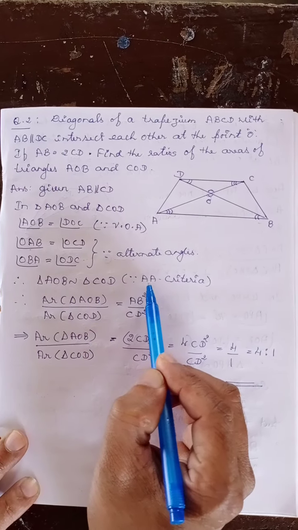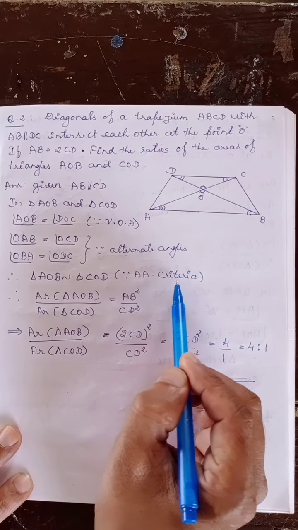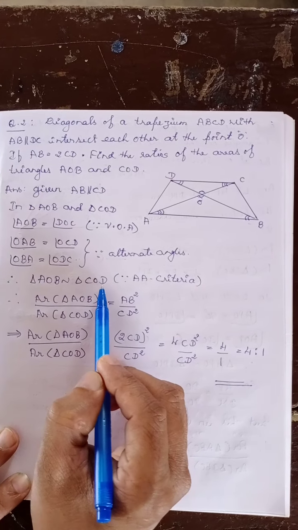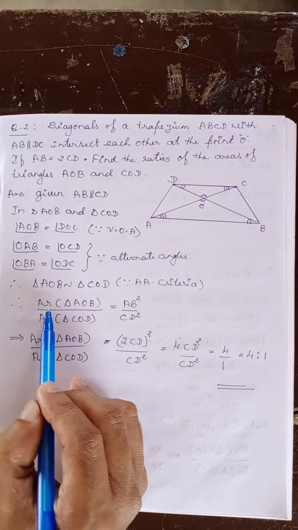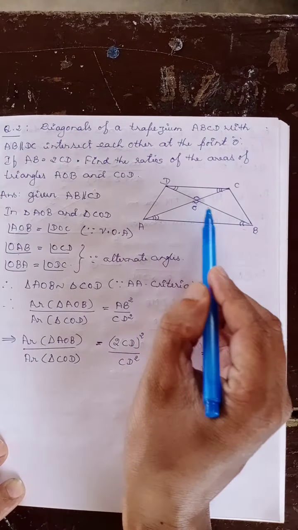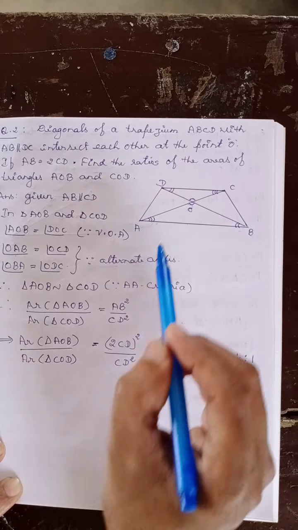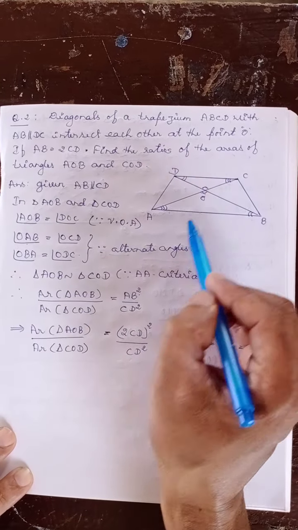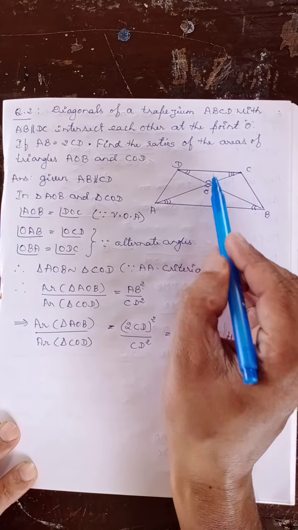Hence according to the angle similarity criterion, triangle AOB is similar to triangle COD. Now therefore we use the ratio of the areas of the triangles. Area of triangle AOB divided by area of triangle COD is equal to AB square by CD square, the ratio of the squares of their corresponding sides.